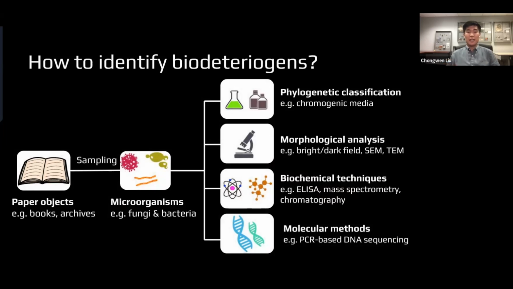So what are the current identification methods for us to identify biodeteriogens, especially on paper-based objects? First things first, we need to take samples from the moldy objects, and then let's see what microbiology equipment does. These methods can be classified into two general categories: a type of more conventional method based on analyzing the phenotype of microorganisms, including, first, phenotypic classification using chromogenic media.